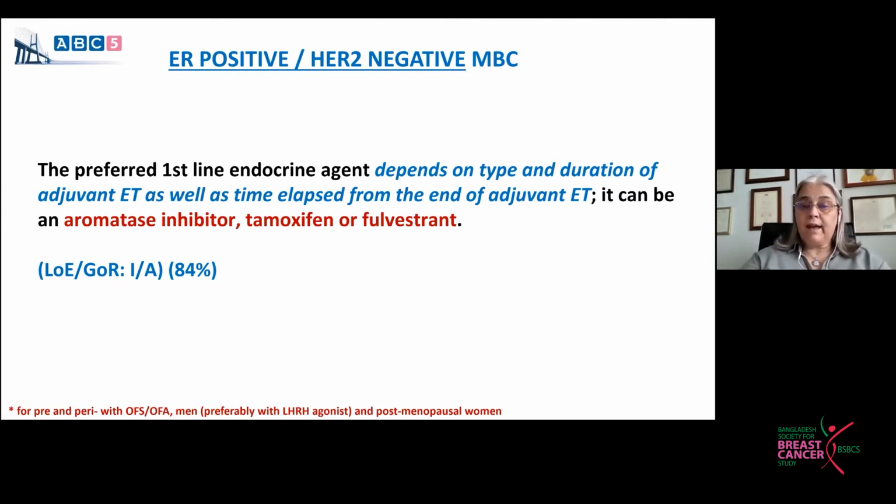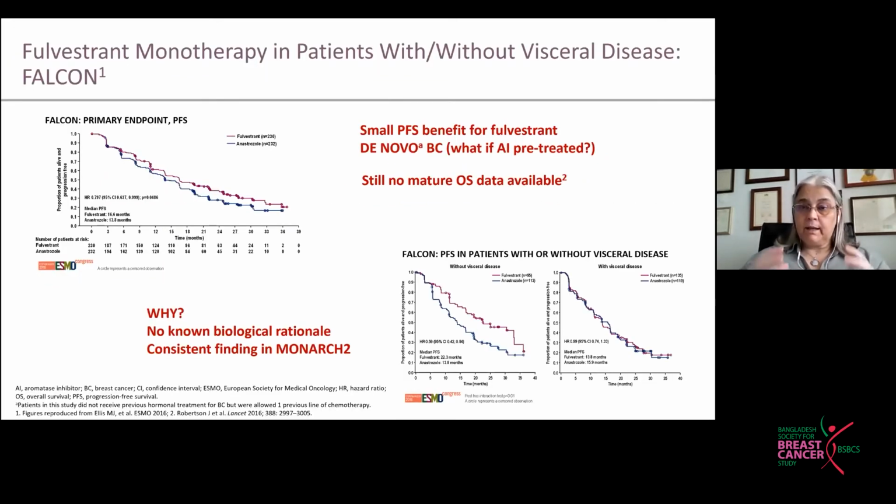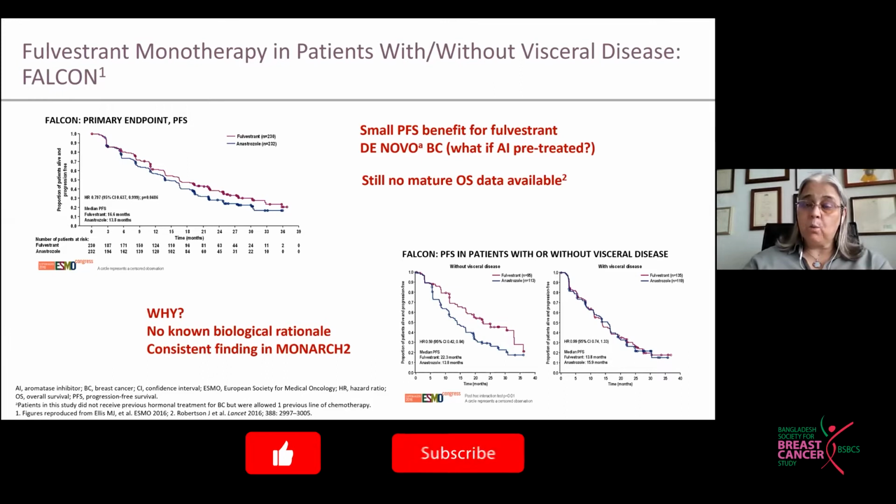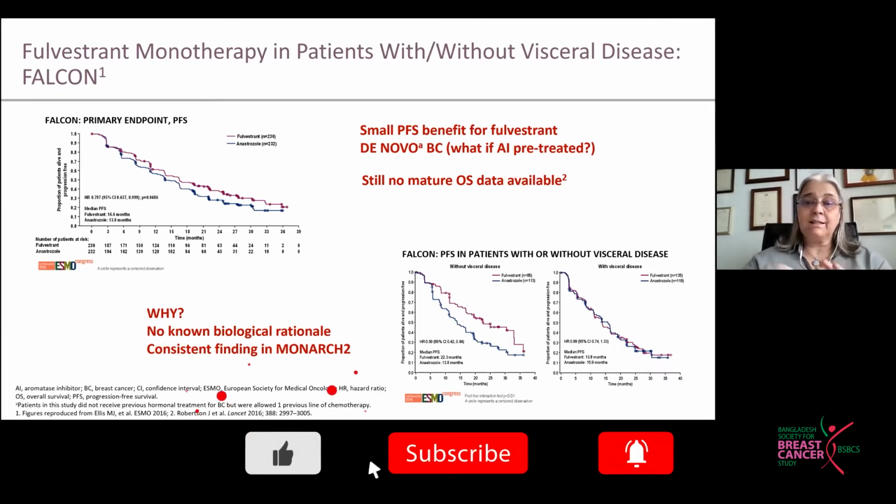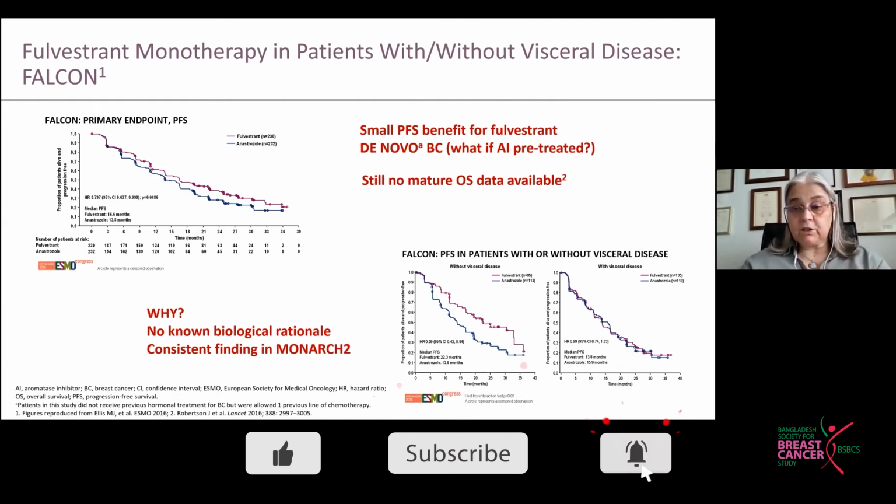And for those who have de novo disease, you have this trial called FALCON that compared, in de novo metastatic disease, fulvestrant and an AI. And you see that there are no major differences, just a small 3 months difference in favor of fulvestrant. And no other major difference, so we can use any of it. Then there was a subgroup analysis finding that seemed to indicate that fulvestrant works particularly well in bone disease. So it does not mean that it doesn't work in visceral disease, it does.